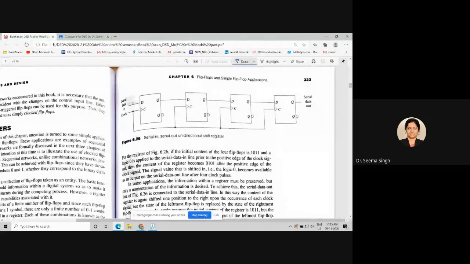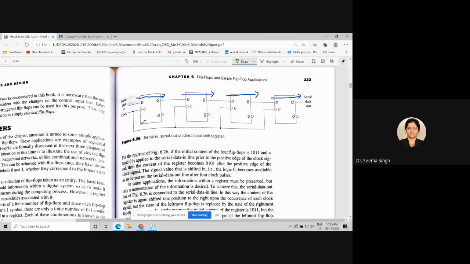The data will move from serial data in to the first flip-flop at clock cycle 1, then the second at clock cycle 2, the third at clock cycle 3. When you are pushing data along, the serial data in can take your next bit of data. In the same way, the last bit will be pushed like this.